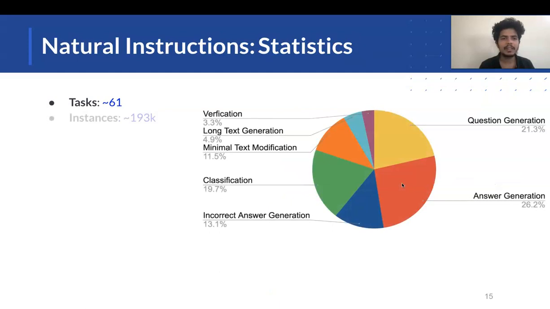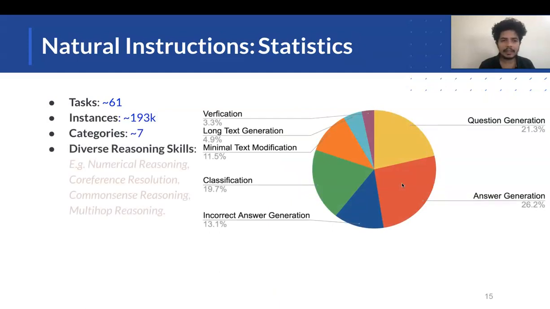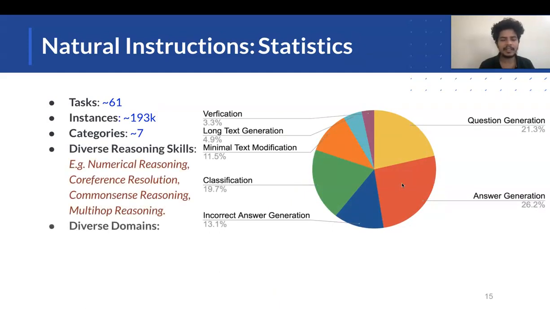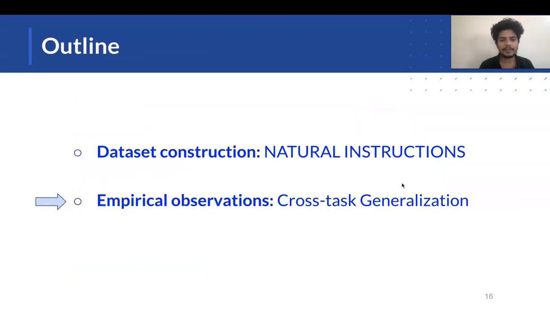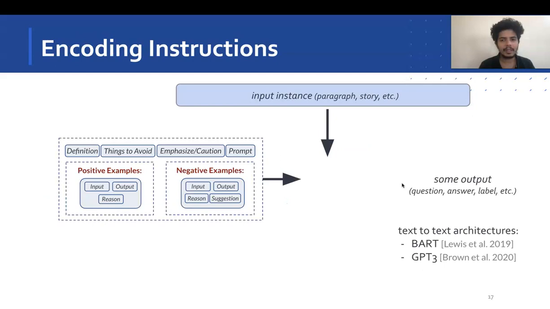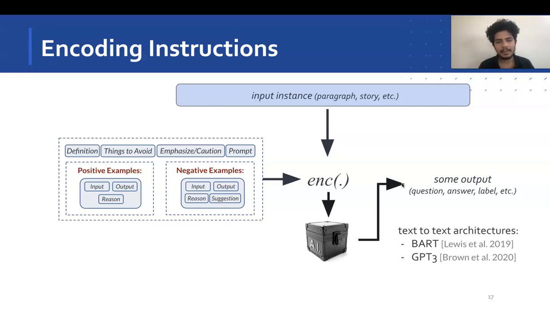Some statistics. We cover 7 categories with a diverse set of reasoning skills and diverse set of domains. Let's move on to empirical observation. We use text-to-text architectures, BART and GPT-3. So what you need is an encoding function that converts this instruction and instance to text format. And right now the encoding function we have concatenates instruction along with instances.